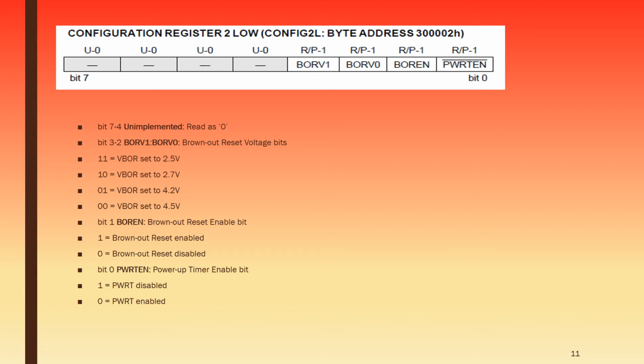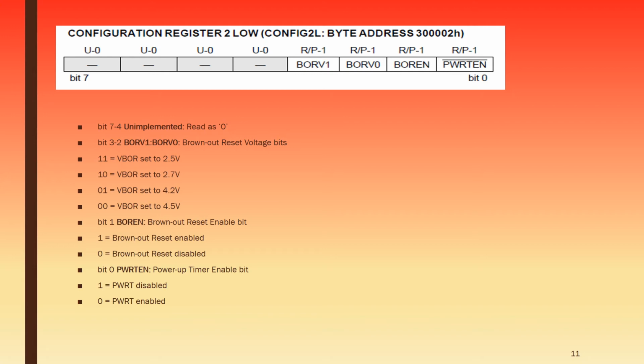PIC18 devices implement a BOR circuit that provides the user with a number of configuration and power saving options. It is controlled especially by these two bits, and the threshold is also set accordingly. Brownout reset BOREN, and then along with the PWRTEN bit, which is an active low bit, bit 0. This is the power up timer enable bit. If it is set to 1, then the PWRT is disabled, and whenever it is set to 0, then the PWRT is enabled.